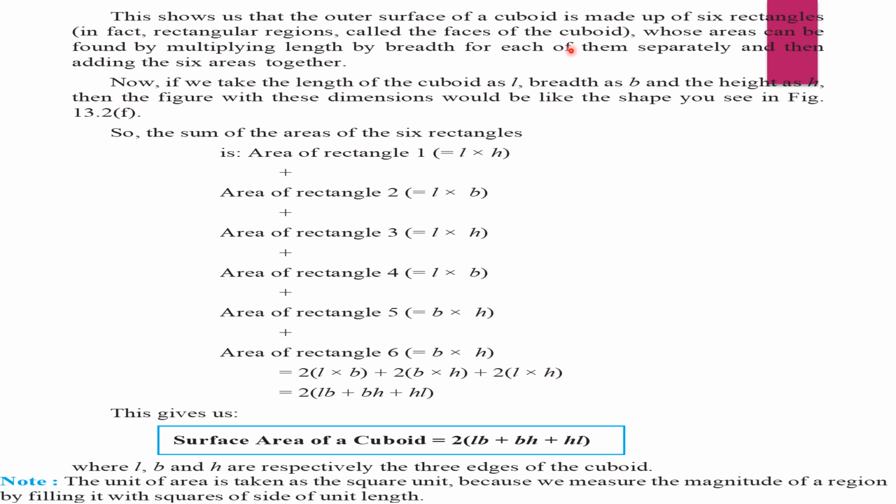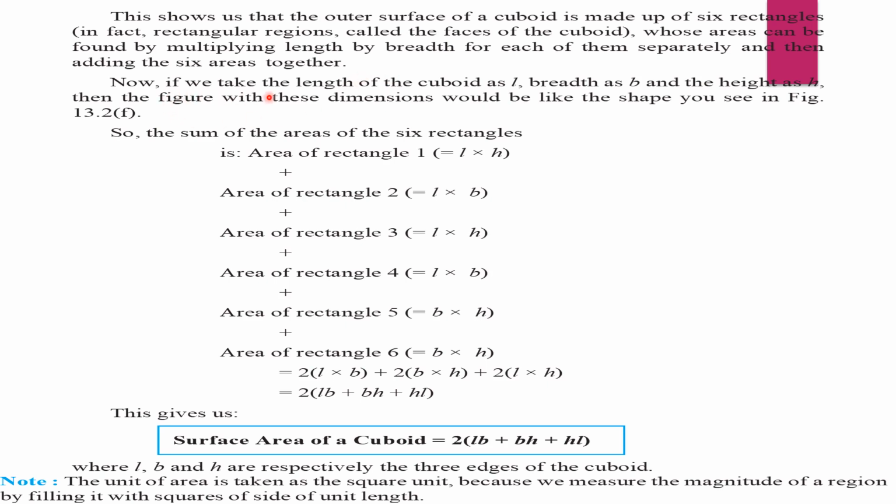Okay, my children, these rectangular regions are said to be faces of the cuboid, whose areas can be found by multiplying length by breadth for each of them separately and then adding the 6 areas together. Understood this point, my children? To find the total surface area, we have to find the area of each rectangle separately and add them. Then we get the total surface area of the cuboid.